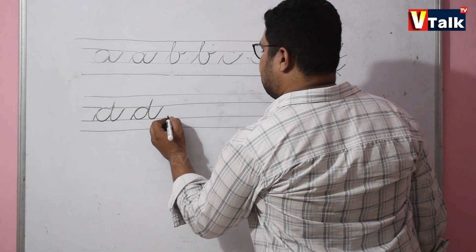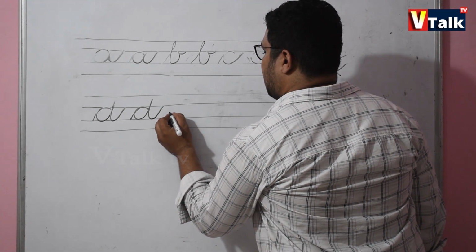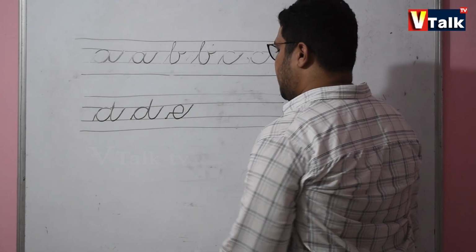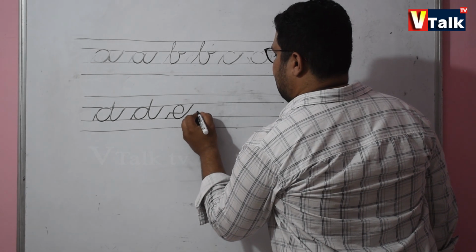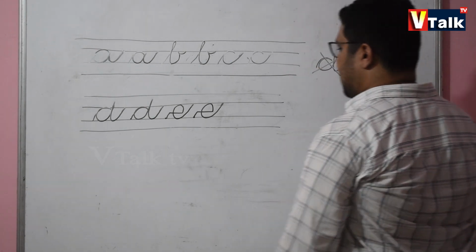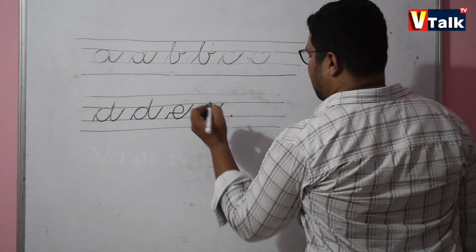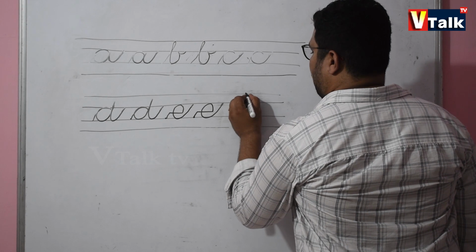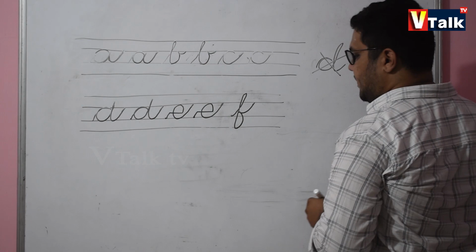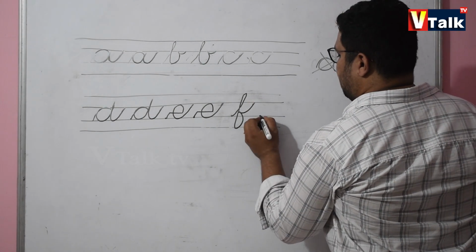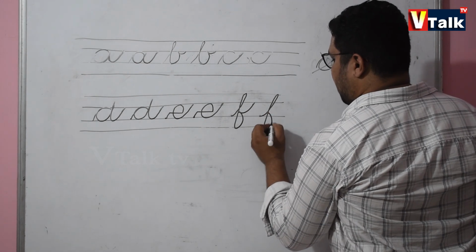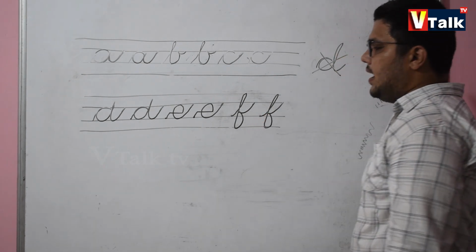The very next letter is E. A slant stroke, a side stroke, a curvature and the ending part. Once again I am repeating: slant stroke, side stroke, curvature, and it ends here. The next letter is F. It should start here with a loop like this, and the line should go down and end here. It should start here, loop, touching the descender line, and a loop here, and it should end here.